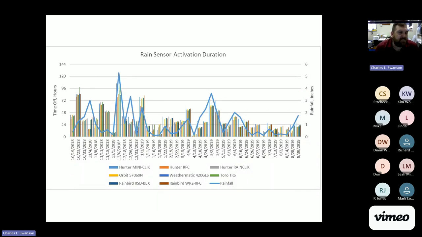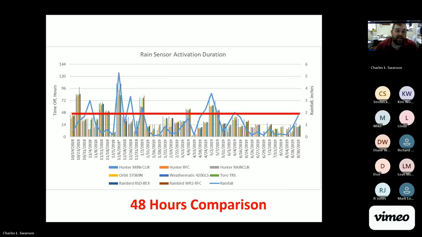So we expected very similar performance. No one brand really stood out in the first couple of years as having a significant advantage over the others. They're all relatively close within a short period of time. But what we can see here is that the amount of time these controllers triggered for varies quite a bit. So if I draw this line here, how many times during that period did the sensor say no irrigation was needed for more than 48 hours?